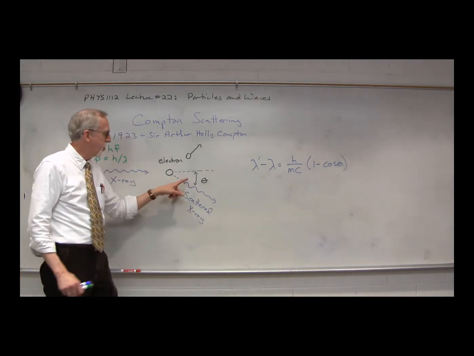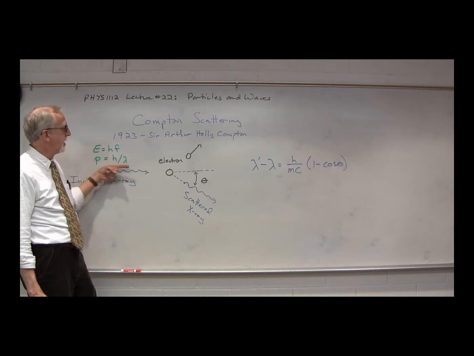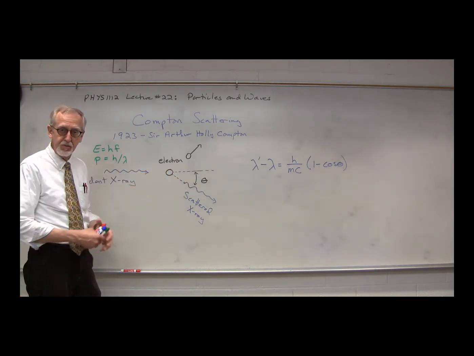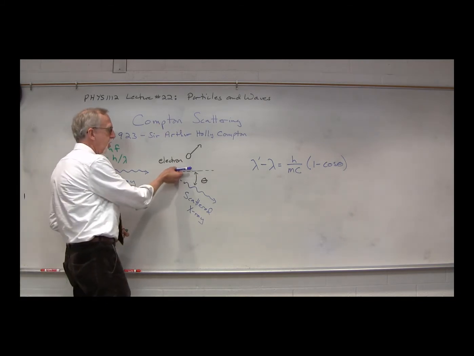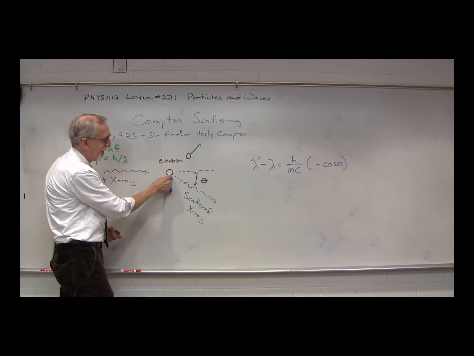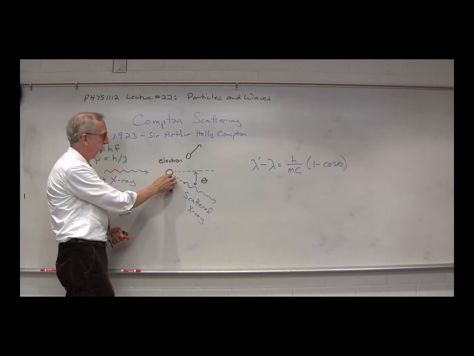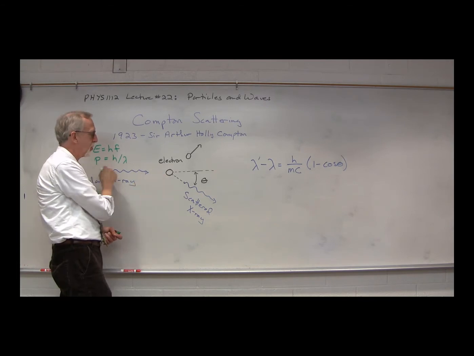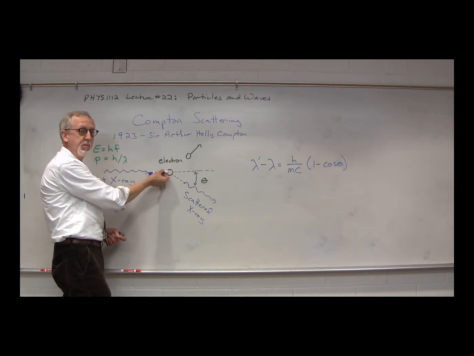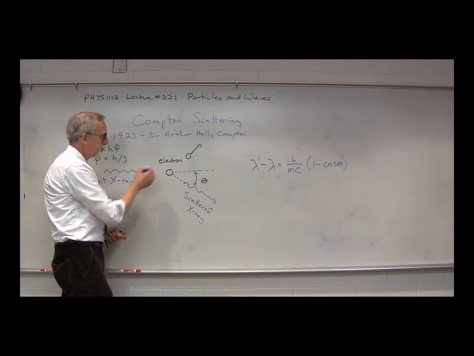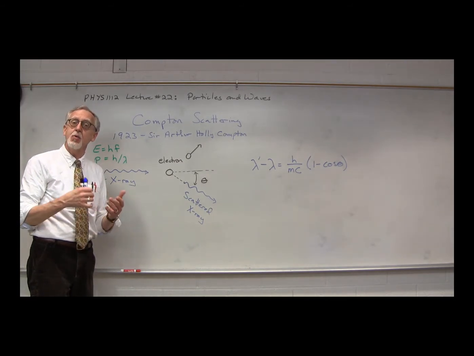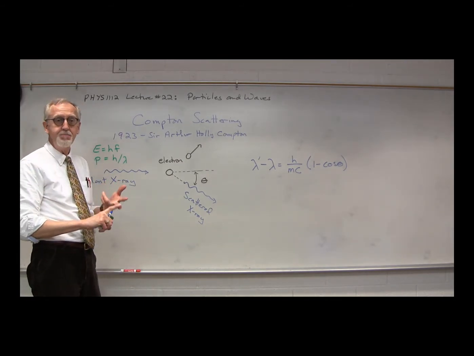Now this is very important. Theta is the angle between the incident X-ray direction and the scattered X-ray direction. If the scattered X-ray were to go straight through, theta would be 0. If it were to bounce, say, down this way, theta would be 90 degrees. If it were backscattered, in other words, if it went in, bounced off the electron and went backwards, then theta would be 180 degrees.